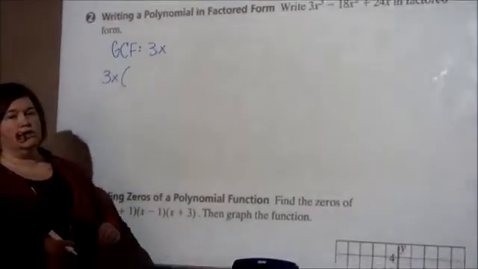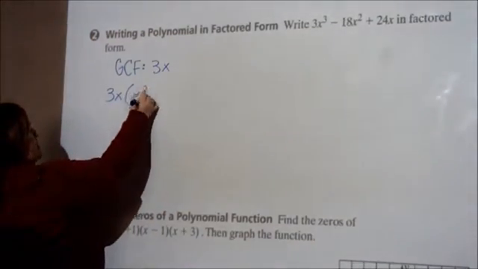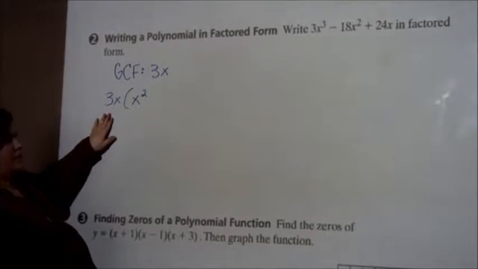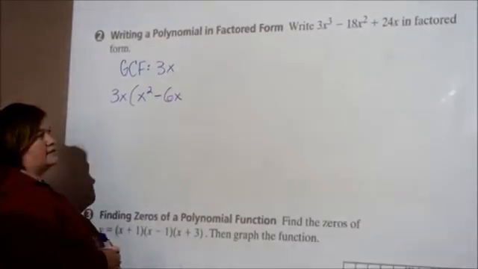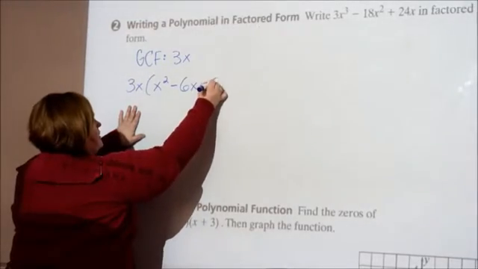So 3x cubed divided by 3x leaves me with just x squared. Negative 18x squared divided by 3x, I'm going to get negative 6x. And 24x divided by 3x leaves me with 8.